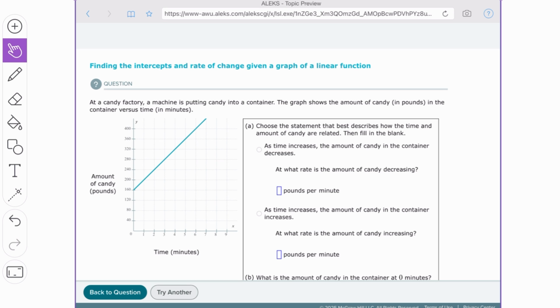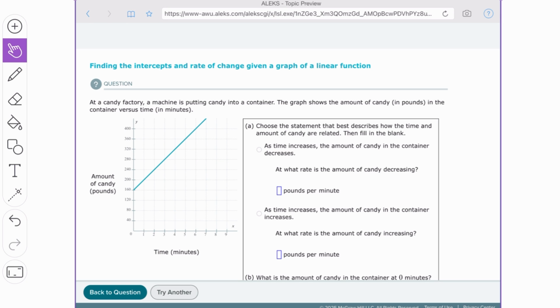So at a candy factory, a machine is putting candy into a container. So imagine that. The graph shows the amount of candy in pounds in the container versus time in minutes. So choose the statement that best describes how the time and the amount of candy are related. So if you look down here at the time in minutes, as I move along, 1, 2, 3, 4, 5, 6, 7, 8, 9 minutes, what's happening with the amount of candy in pounds?